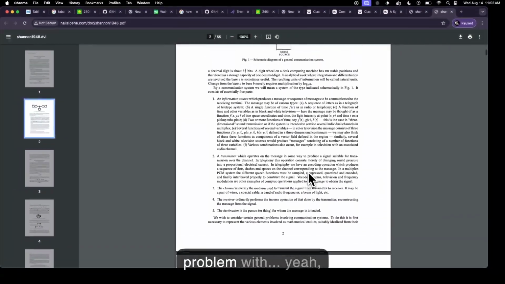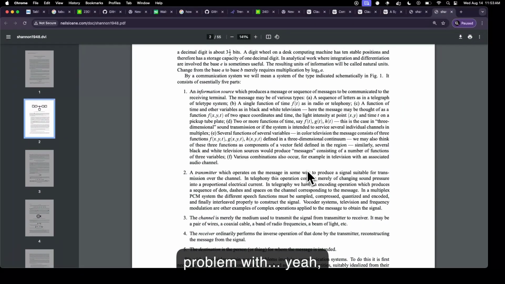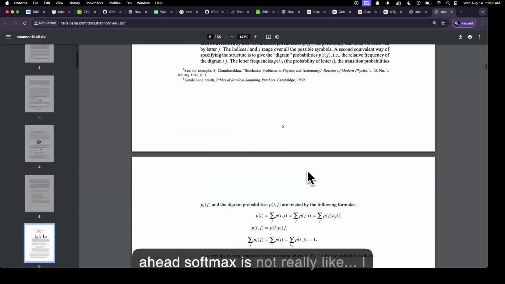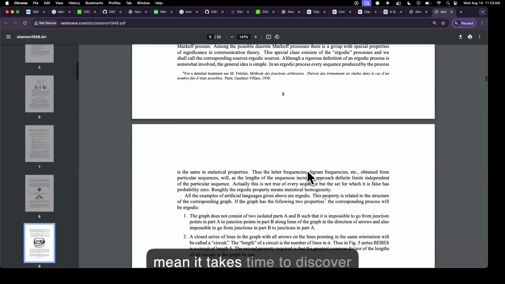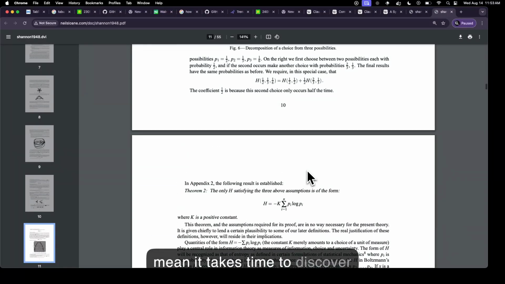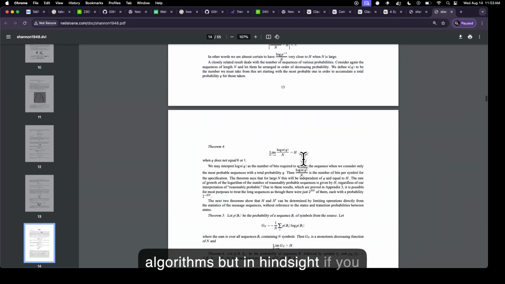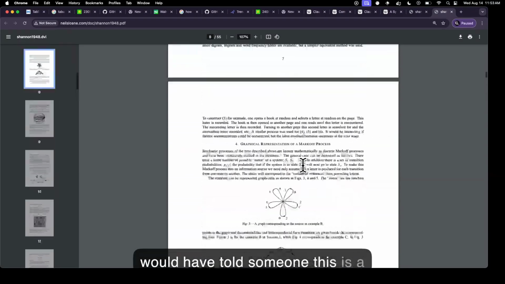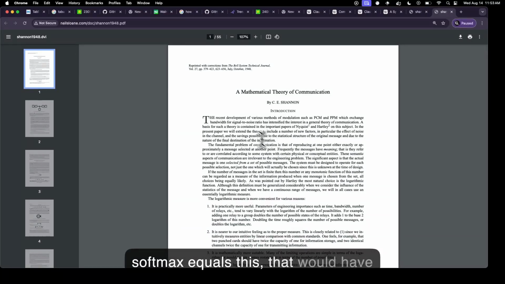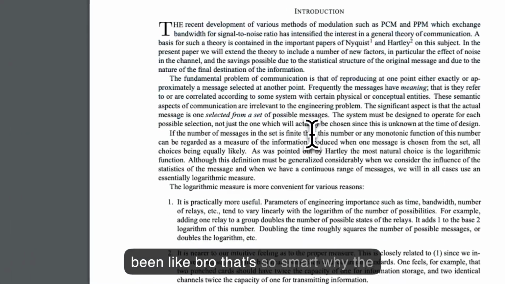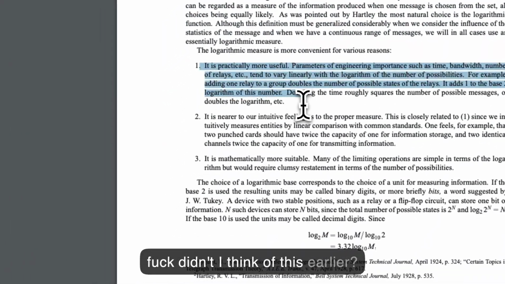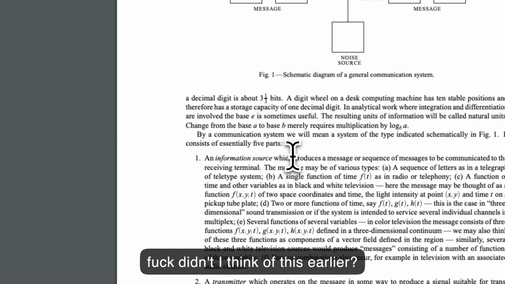Well, I mean, this is the problem. Softmax is not really like... I mean, it takes time to discover algorithms, but in hindsight, if you would have told someone this is softmax, equals this, they would have been like, "Bro, that's so smart. Why didn't I think of this earlier?"